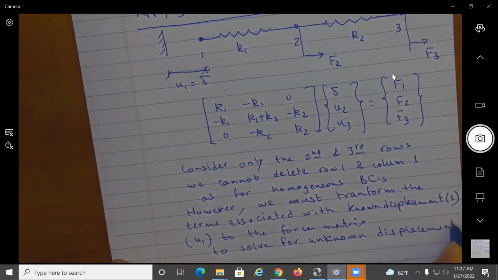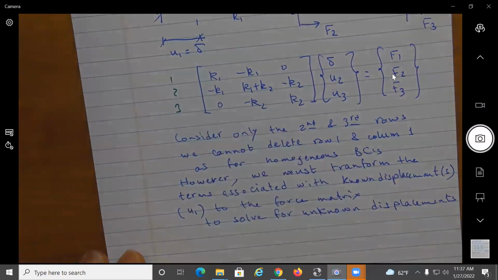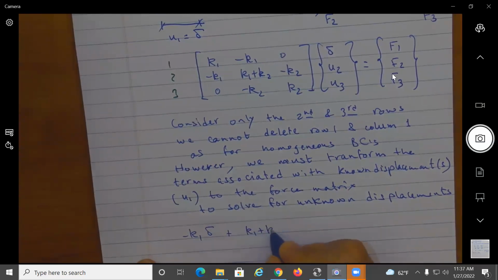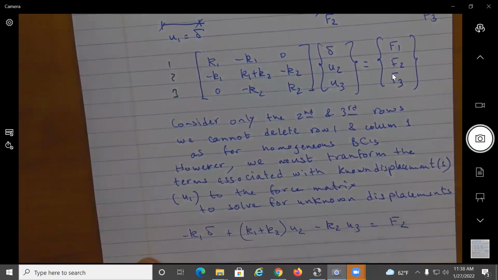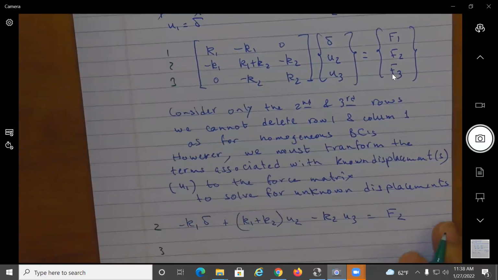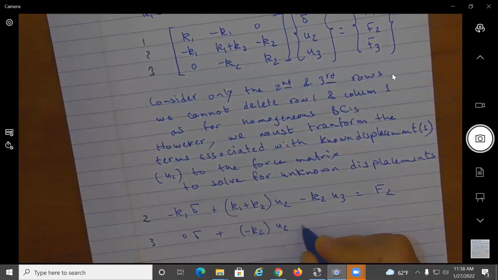Okay, what does that mean? If this is 1, 2, and 3, we're going to look at row 2 and row 3. And if I am to write the equations, I'm going to have a minus K1 delta, and that's a known quantity, right? Plus K1 plus K2 multiplied by U2 minus K2 U3 equal to F2. That's my second row. My third row is going to be a 0, just happened to be a 0 times delta, plus a minus K2 U2 plus a K2 U3 equal to F3.